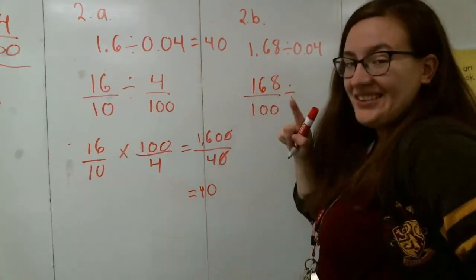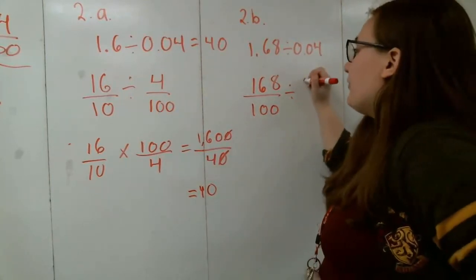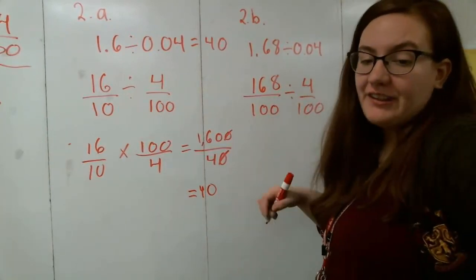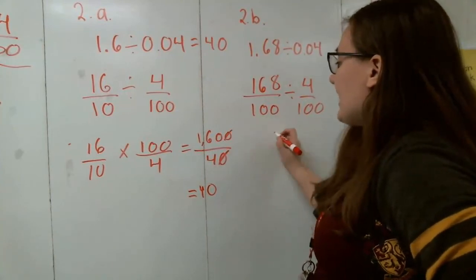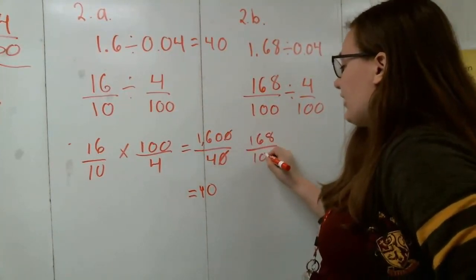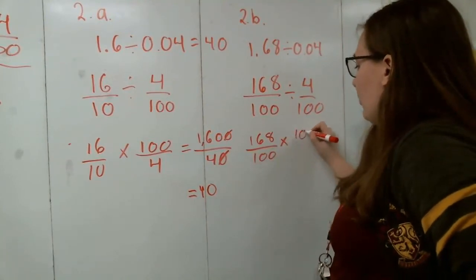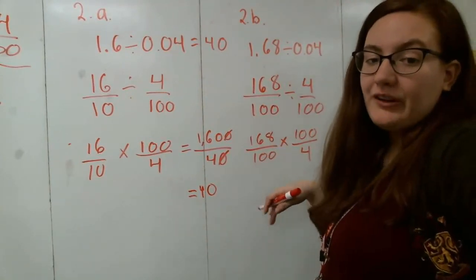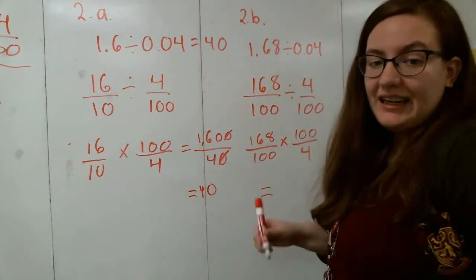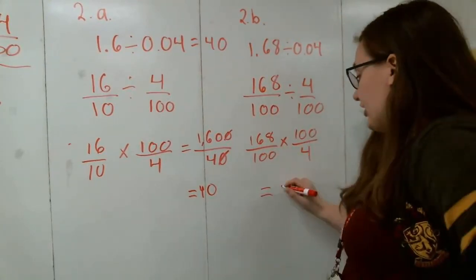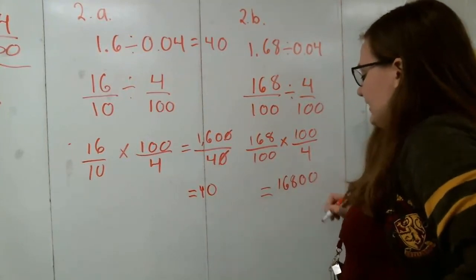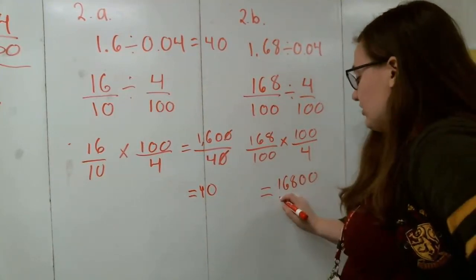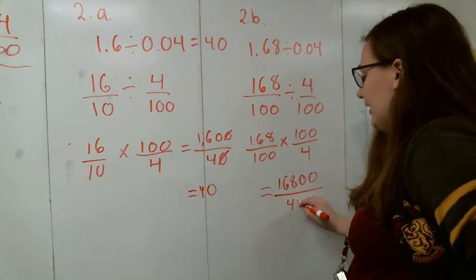Then my division symbol, I'm not going to change my division symbol just yet. And then I'm left with 400ths, which I know I write just like this, 4 over 100ths. Now I can do my first few steps of division. So we're going to have 168 over 100 times 100 over 4, because we find the flip-flop of that. And now we can multiply. I'm going to do my multiplication down here so I can see it. So 168 times 100 would give me 16,800, because I have 168 times 1, and add on those 2 zeros, all over 400.